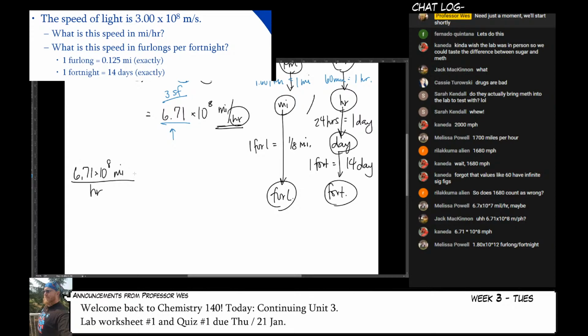All right. So let's do our dimensional analysis first. I'm going to get rid of miles and just turn it into fortnight or furlongs. There we go.